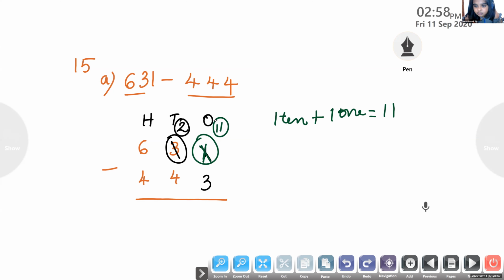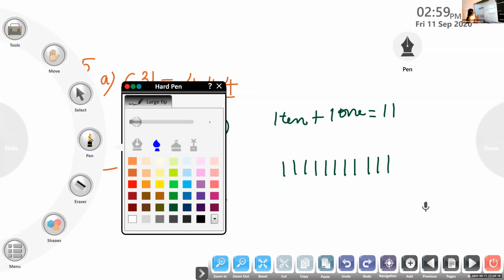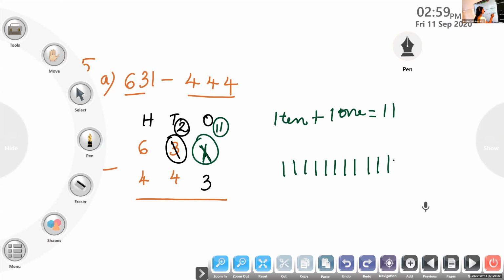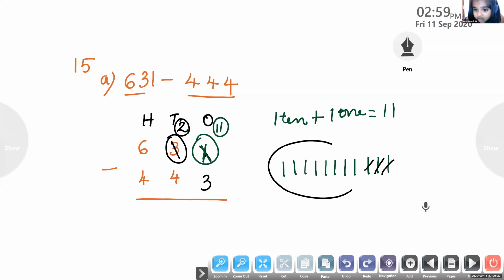So 11 minus 3, what will we get? We don't have 11 fingers. That's why we can draw 11 lines over here. 1, 2, 3, 4, 5, 6, 7, 8, 9, 10, 11. And from there, you can cut 3 lines. 1, 2, 3. How many are remaining? 8. So 11 minus 3 is 8. Then 2 minus 4.